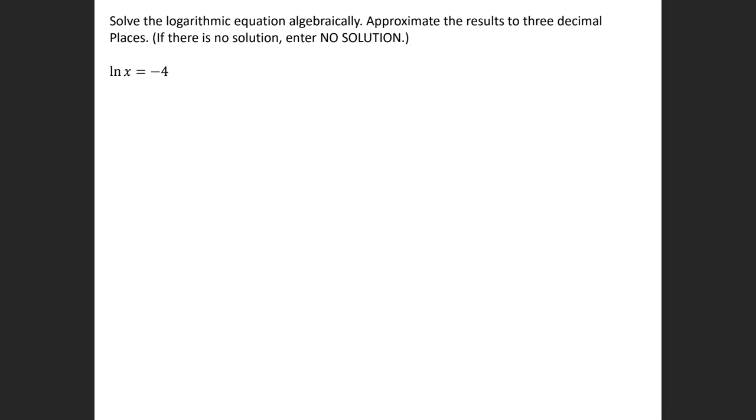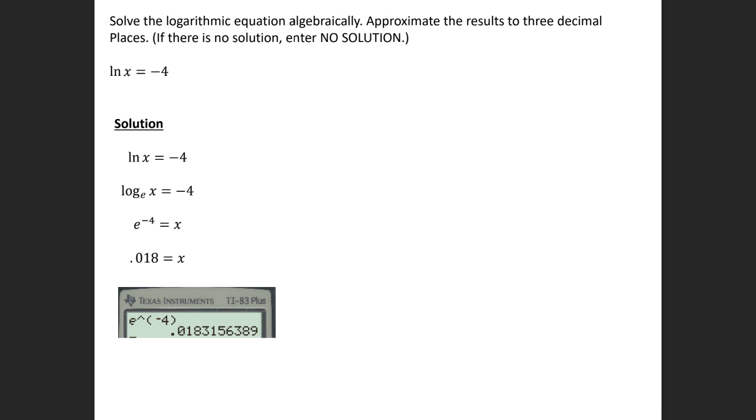Here we see that the natural log of x is equal to negative 4. So my solution here, again, I'm going to use my inverse property, or I can convert it into exponent form. To convert it to an exponent, what I like to do first is rewrite the natural log as a log with base e. That way you can see the base.